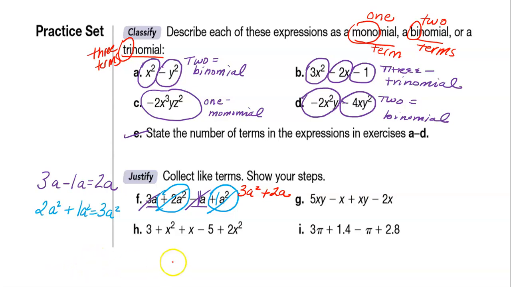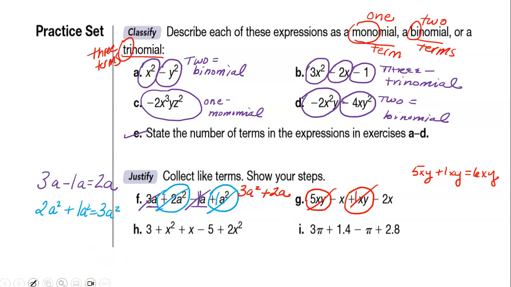I think one of the reasons why this is difficult for students is they want there to be a solution, and we're not solving for a, we're just combining like terms. Okay, so let's do G. So we have xy here, and then we have another xy here. Of course, we have that invisible 1 in front of it. So we've got 5xy plus 1xy is equal to 6xy.